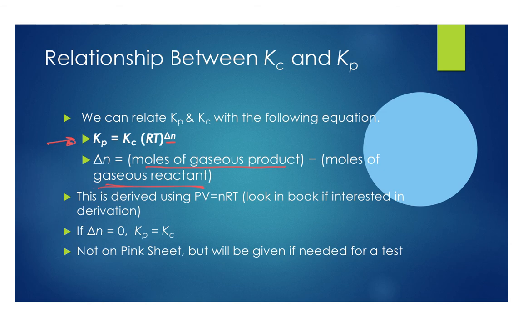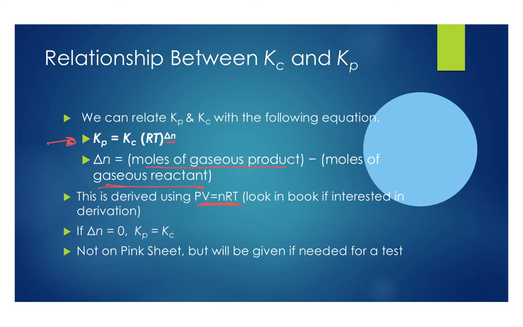So in other words, how many moles of gas are different between the product side and the reactant side. Again, product minus reactant. This is derived using PV equals nRT. If you want to know how we got this equation up here, it is derived from that, and you can look in the book if you're interested in that derivation. It's not important in terms of understanding or the kinds of questions you're going to need to answer, but if you're interested, it is in our book, okay?